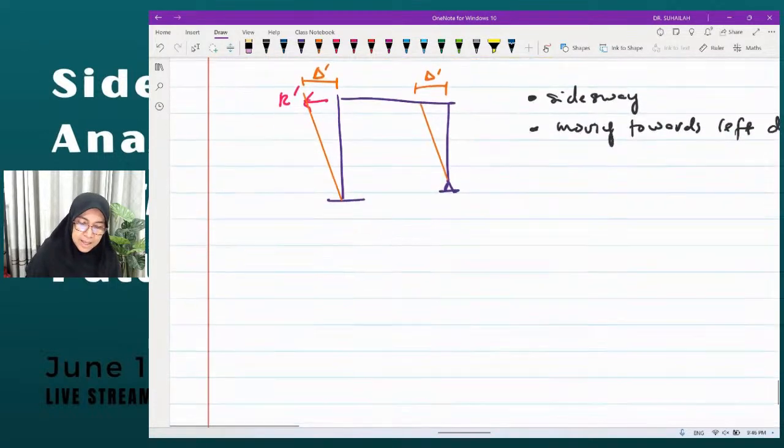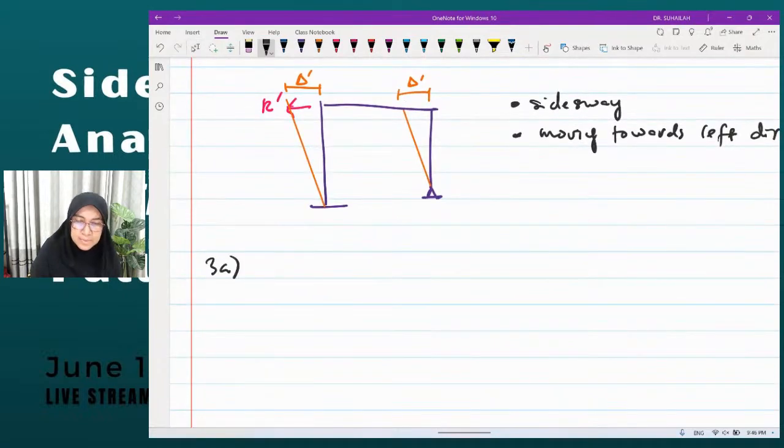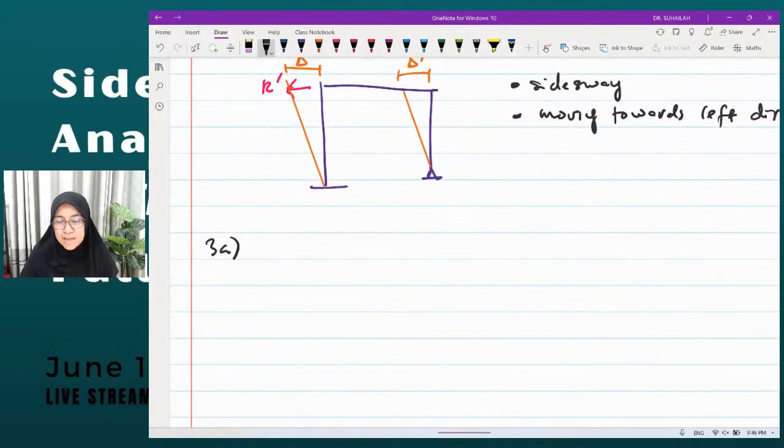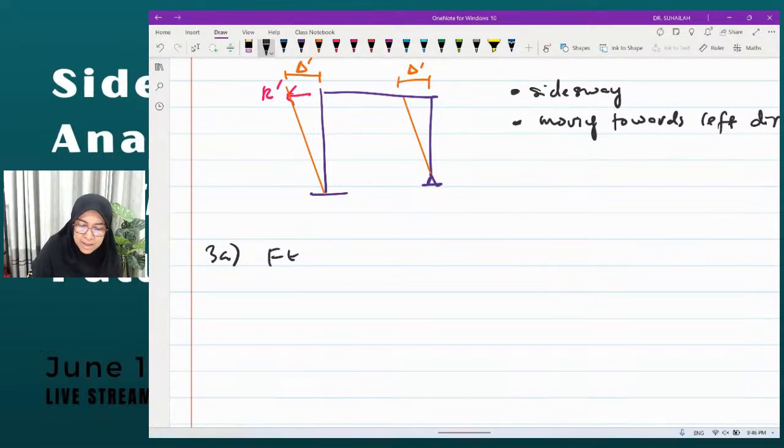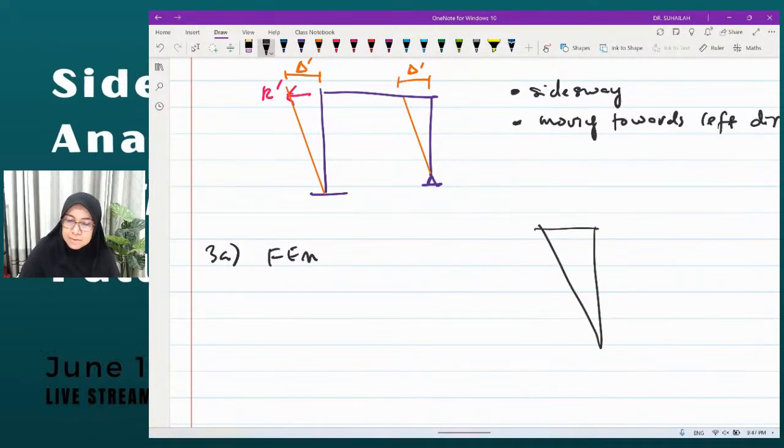Okay, 3A. So in 3A, we want to assume FEM. Choose one column. We have column AB, we have column CD. So delta is for the column. Delta occurs like this. This is A, this is B. The new position is B prime. 90 degrees. This is delta prime.